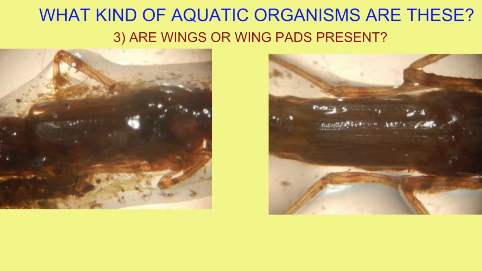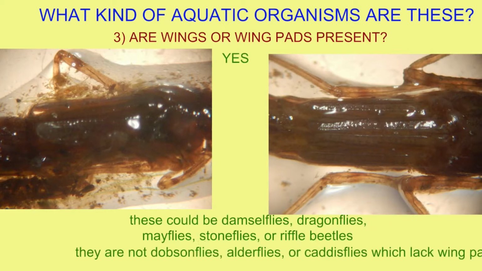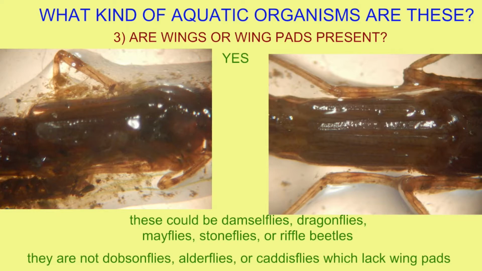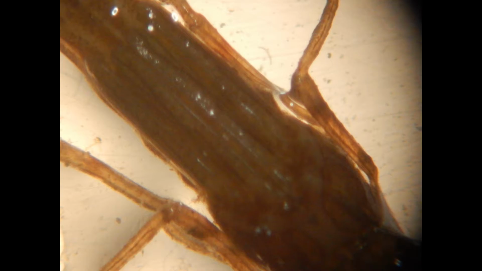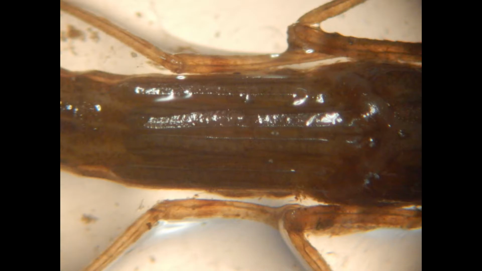Next, you could ask the question, are there wings or wing pads present on this organism? And here you can see the answer is yes. So on the thorax, there are wing pads that after metamorphosis will become the wings of the adult. And given that they are present, you have narrowed your selection down to damselfly larvae, dragonfly larvae, mayfly, stonefly larvae, or riffle beetle adults, and excluded Dobsonfly, alderfly, and caddisfly larvae, which lack these wing pads.